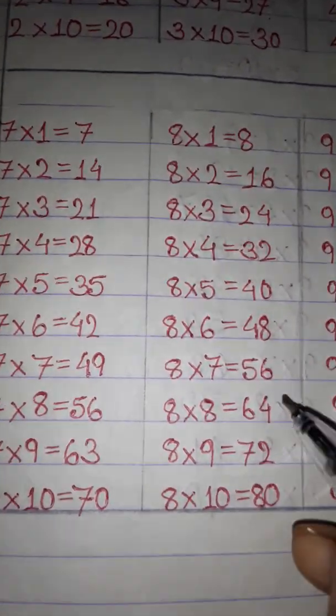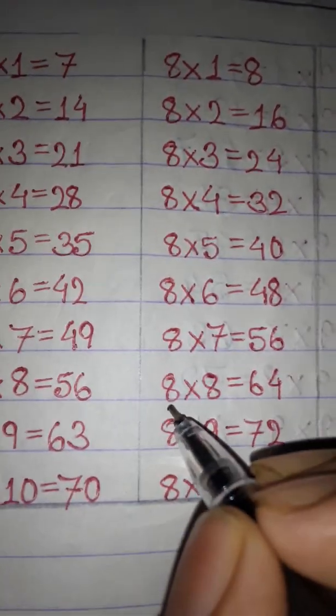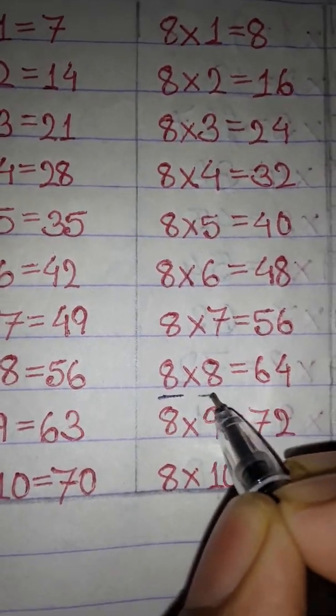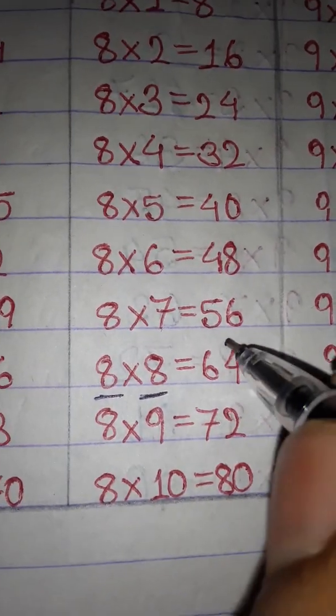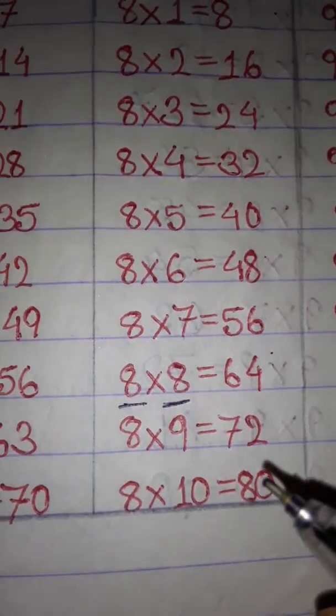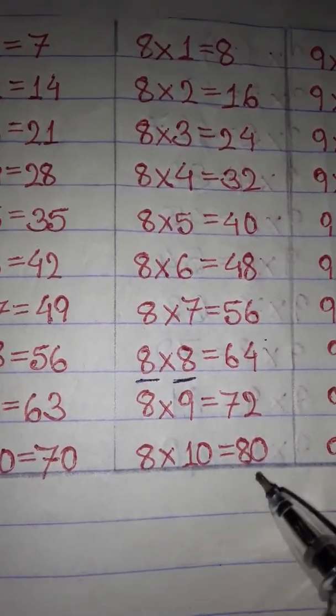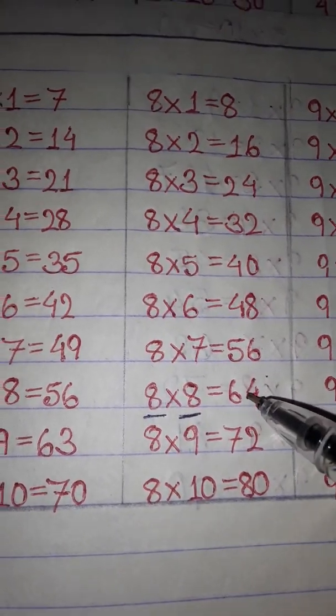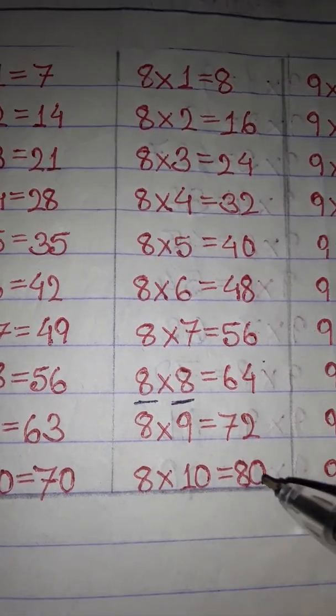You may get some problem here also because the table is getting much larger. For this also, for getting the answer of 64, you have to just add 56 plus 8. The answer will be 64. Now the next one is 8 into 9. For getting the answer of this you have to just add 64 plus 8. The answer will be 72.